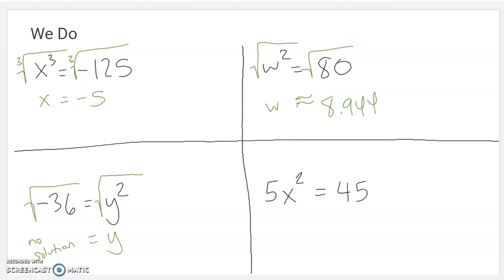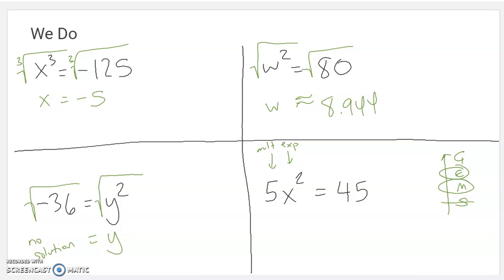Okay. Last but not least, what if there's 2 steps to do? Here I've got to multiply and I've got an exponent. How do I know which one to do first? Do I square root first or do I divide by 5 first? Well, remember, the way to remember that is you do GEMS in the other order. So I'm going to deal with the multiply and divide first.